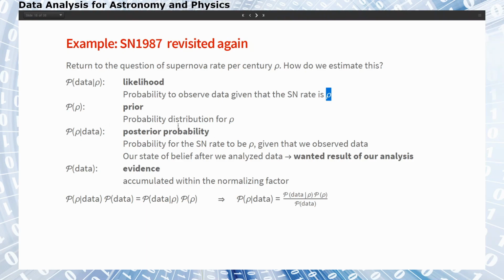That's the distribution for all the possible choices of ρ. The probability that the supernova rate is ρ given a certain data is the posterior probability and actually the answer to the question, how many naked eye supernova do we expect? This is the wanted result of our analysis. And we have P(data), which is the evidence, the normalizing factor in the Bayes theorem. So the probability for a certain supernova detection rate given the data can be computed like this.